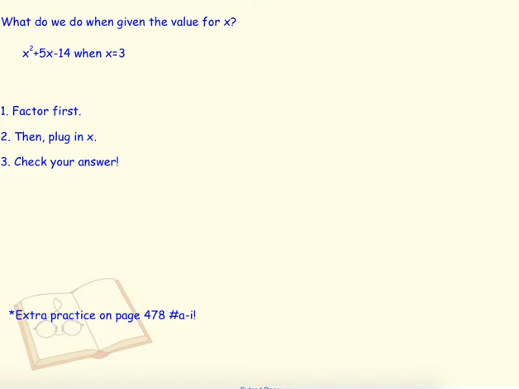All right. And you can try this one as well. Plug it in. But I would encourage you to factor first. It's a whole lot easier to do this and factor first and then plug in your number.